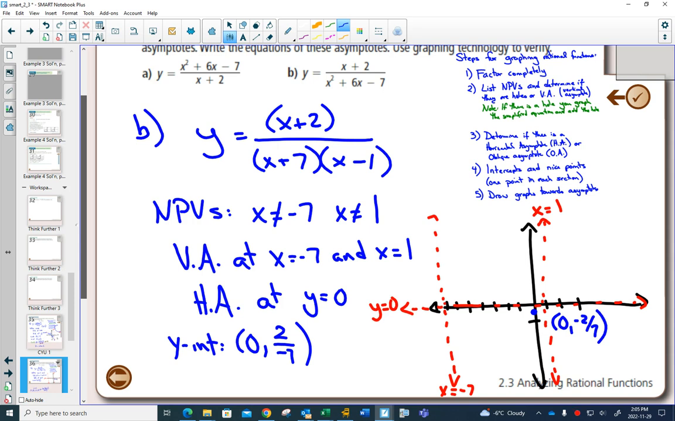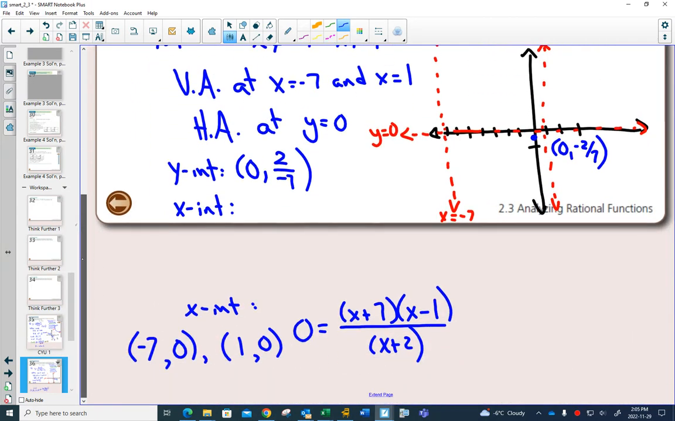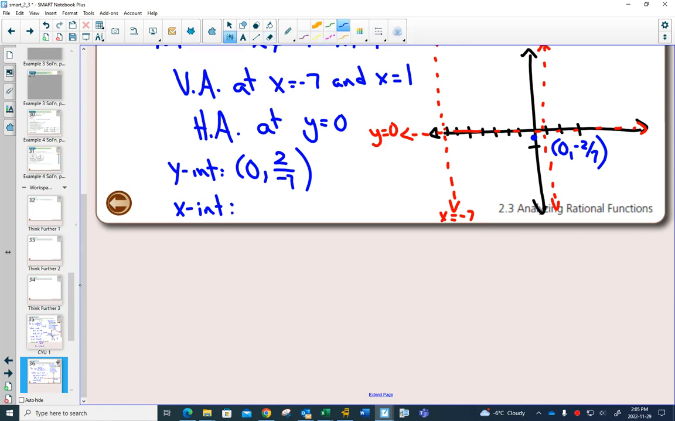So we get 2 over -2/7 as our y-intercept. X-intercept. Okay? Here's something that's going to maybe bother you a little bit. I don't mind if it bothers you a little bit. How do we find an x-intercept? We plug in 0 for y.